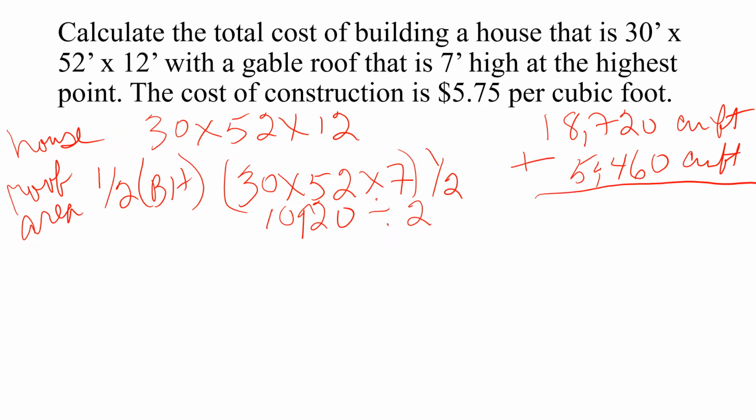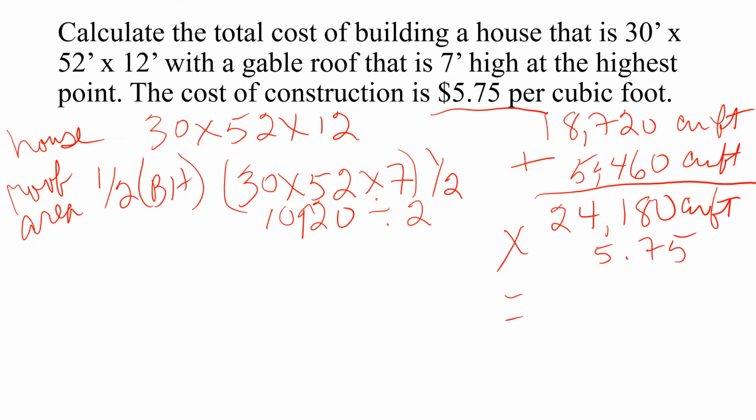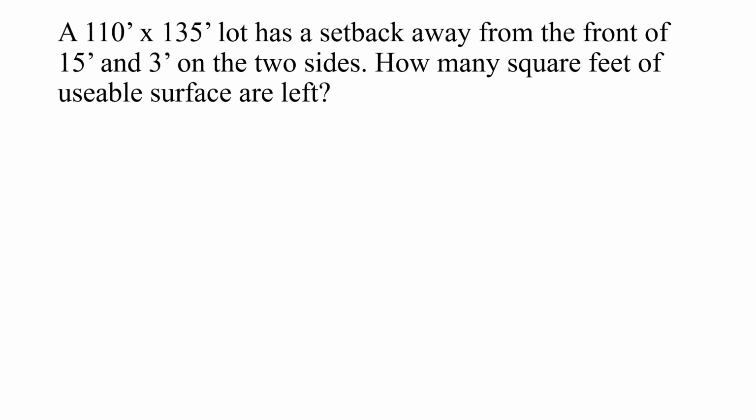Let's add those together. That gives us a total cubic feet of 24,180. So the whole house is 24,180 cubic feet. Construction's $5.75 per cubic foot. So we can take that number times 5.75, and that'll tell us that the total is $139,035.